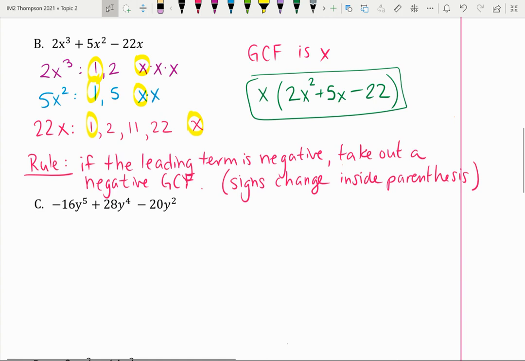So a rule. If the leading term is negative, take out a negative GCF. And we know that when we divide everything by a negative, all the signs are just going to change. Just like if we multiply through everything by a negative, the signs always change. So basically, when you're multiplying them, you're just going to say which one is negative? All of them? I'll show you.